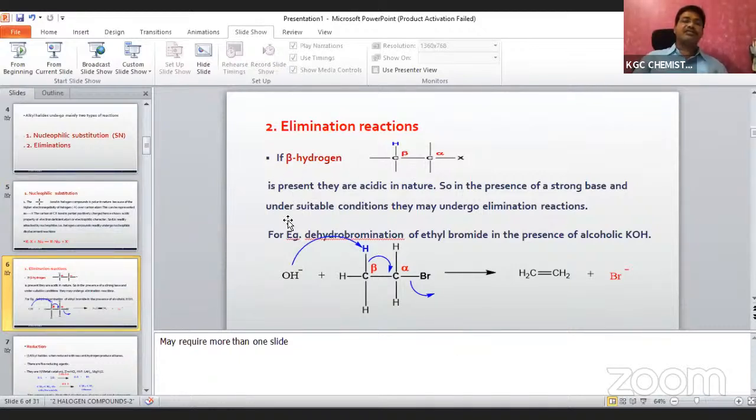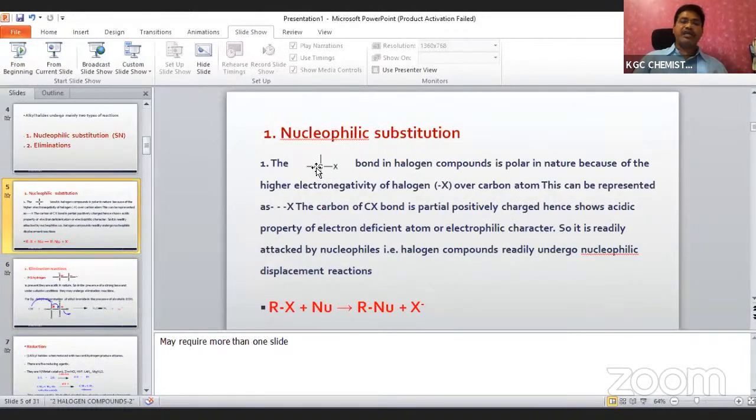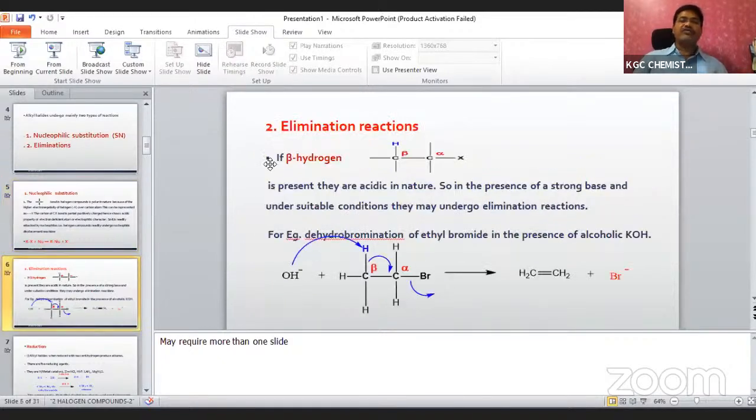And here, this is going to be the elimination. This is the nucleophilic substitution reaction, where one nucleophile is substituted by another nucleophile. Whereas here it is an elimination. In elimination, halogen is eliminated from one carbon, and hydrogen or another atom is eliminated from the beta carbon. That's why this is called a beta elimination reaction. If beta hydrogen is present, it is acidic in nature. So in the presence of a strong base and under suitable conditions, it may undergo an elimination reaction. For example, dehydrobromination of ethyl bromide in the presence of alcoholic KOH.